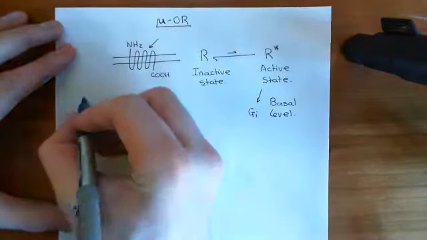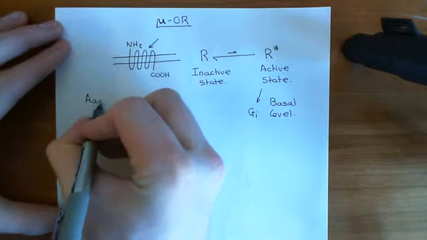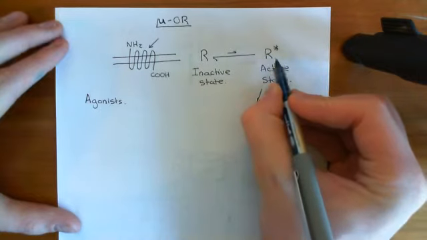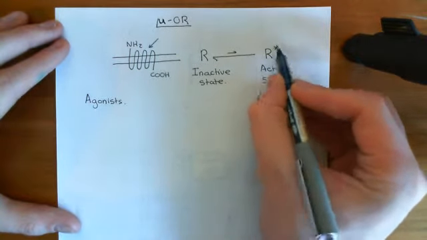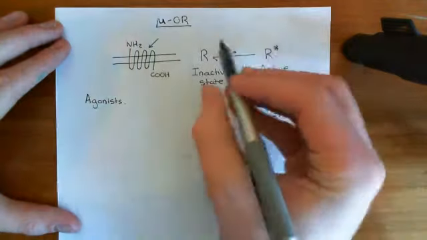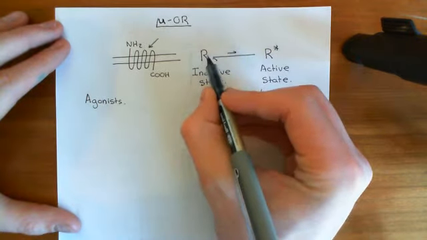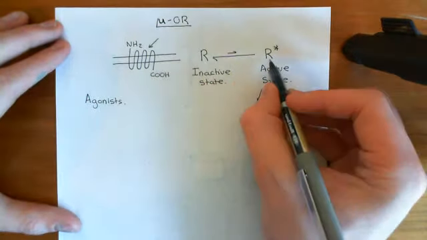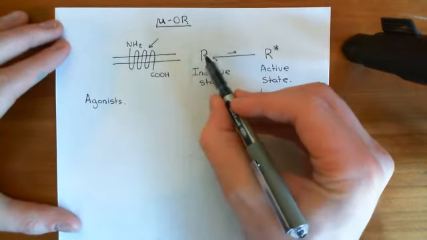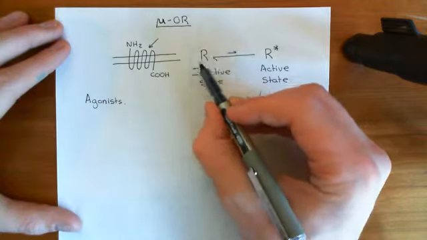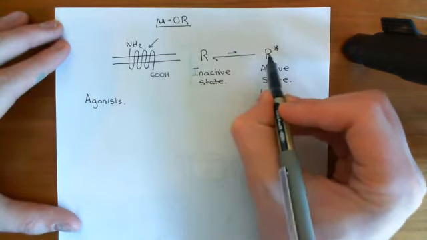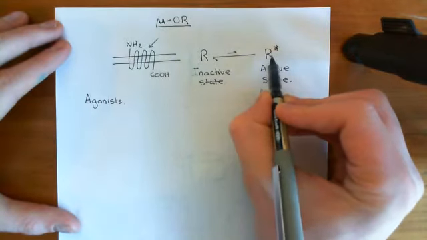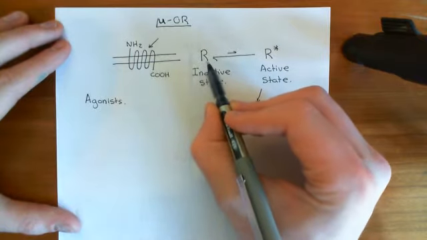Well, an agonist, let's start off with an agonist. What does an agonist do? Basically, agonists bind to the receptor, and what they do is stabilize the active state. Agonists prefer to be bound to a receptor that is in the active state rather than the inactive state. So we've got receptors always going between the inactive state and the active state. Now, at the moment, the forward reaction is very slow. The chance that a receptor will go from the inactive state to the active state is quite low, and the backwards reaction is very fast. The chance that an active state receptor will go to the inactive state is very high.